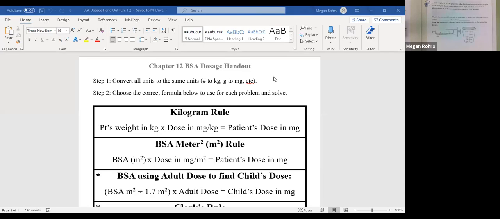Okay, so if you have this handout that I gave you, we're going to first be going over the kilogram rule here. So the kilogram rule tells us that anytime we are given a dose in milligrams per kilogram, we can just take that dose times the patient's weight in kilograms, and that will give us the patient's dose in milligrams. So let's take a look at an example here in the book.